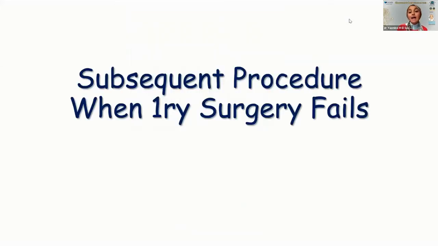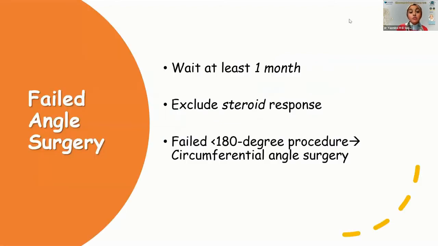So now, what if the angle surgery fails? First of all, of course, we wait for a little bit, at least 1 month, but usually more than 3 months. Give it a chance, and make sure that there's not a steroid response that's been raising the pressure.